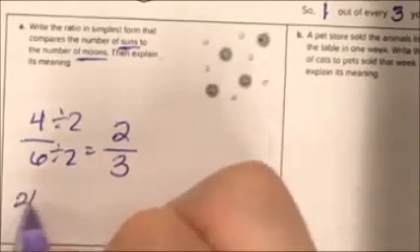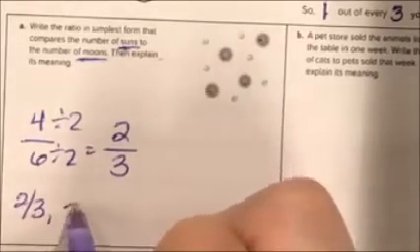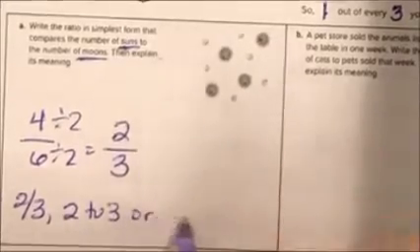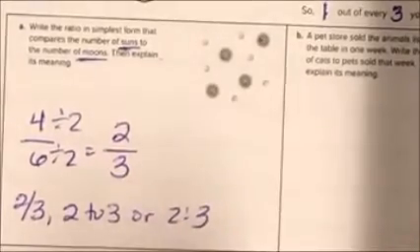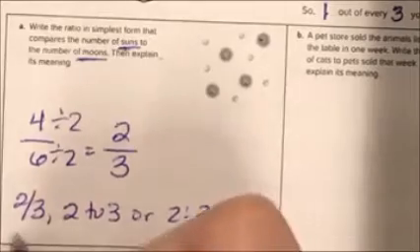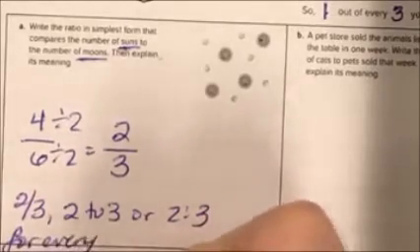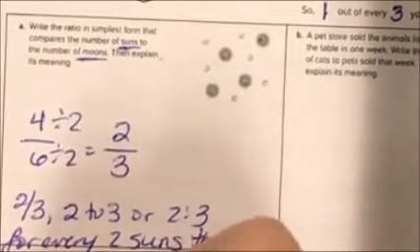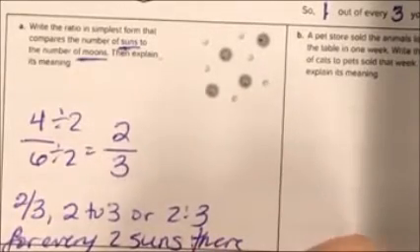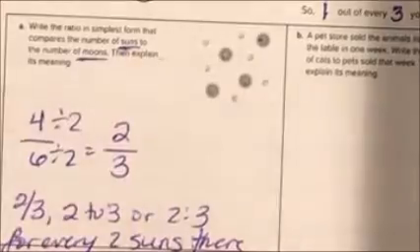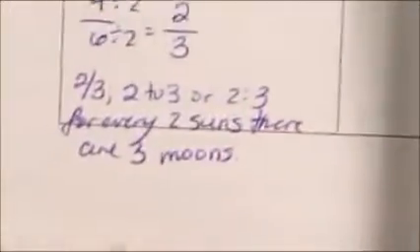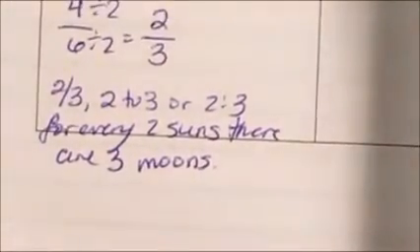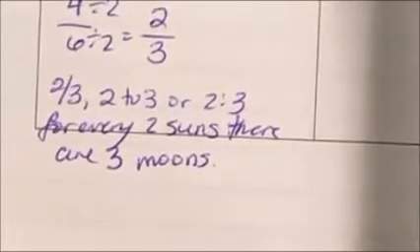So 2/3, 2 to 3, or 2:3. This means for every 2 suns, there are 3 moons.